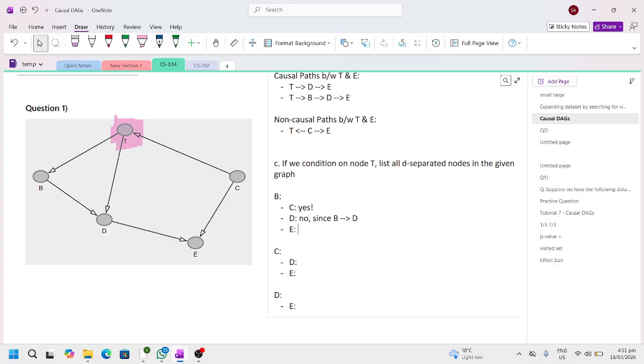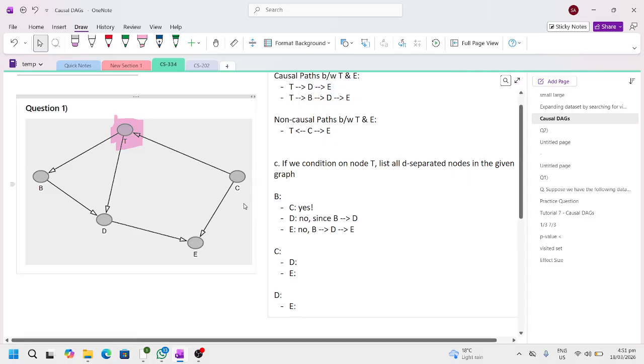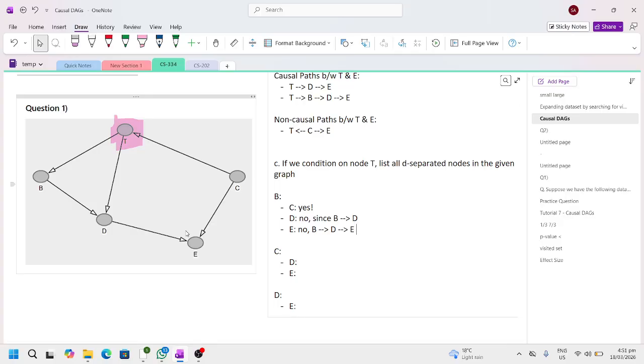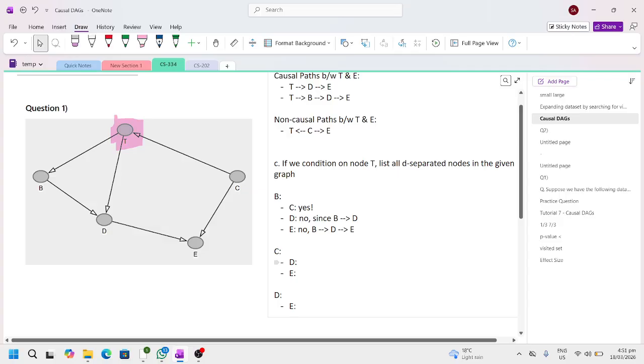Next, you have B and E. Are they d-separated conditioned on T? No, it's a chain. Yeah, perfect. No, because this path is going to remain open essentially. Is any other path open besides this? I think the other paths that pass through T are blocked, so it doesn't matter. Once again, the rule is that as soon as you find even a single open path you don't have to look for any others, because even if one path is open they can't be d-separated.